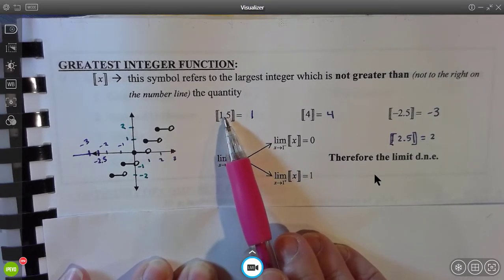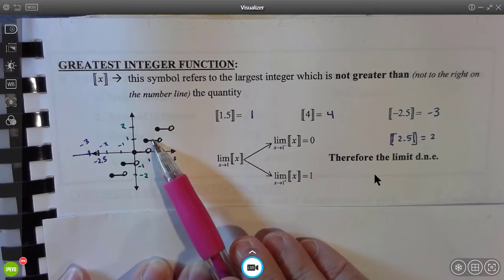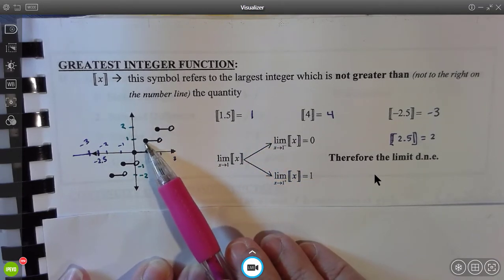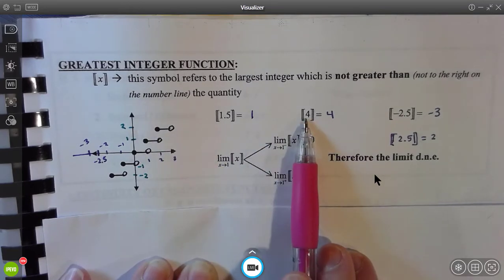The greatest integer function is the biggest integer not greater than what's inside of there. Well, 2 is bigger than 1.5. So when x is 1.5, the biggest integer not bigger than 1.5 is 1. When I get to 2, I jump up to this piece. So the greatest integer of 4 is 4. The biggest integer not bigger than 4 is 4.